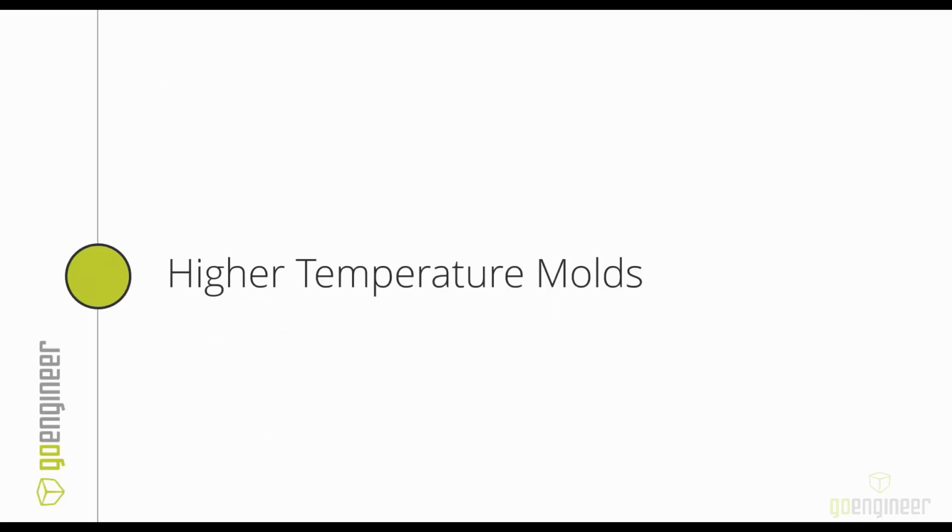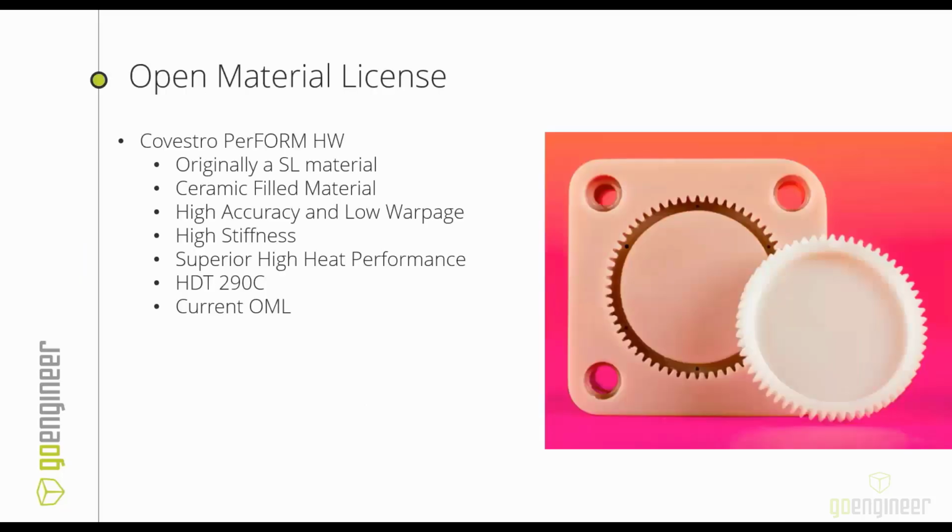But if we are dealing with very high temperature molds where we want to do something like the glass filled nylons, that higher melting temp, higher pressures, and more abrasive surfaces, we have other materials to do. One of the materials that's available in the open material license is the Perform HW by Covestro. So this is a ceramic filled material. Can still do very high accuracy. It's very stiff, has very minimal warpage, so it holds its shape very well. It has very high heat performance.